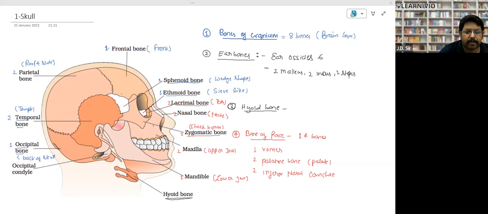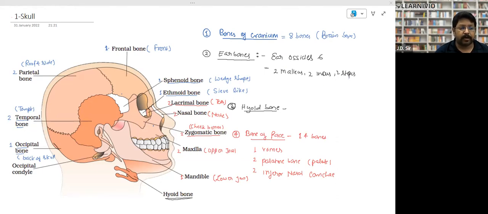So the cranium, or brain box, is made up of eight bones. Then the ear. You have to read the question carefully. If the question asks how many bones are there, then there are 6 bones, right? And there are 3 pairs of bones: 2 malleus, 2 incus, and 2 stapes. Stapes is the smallest bone of the body, that you need to remember.